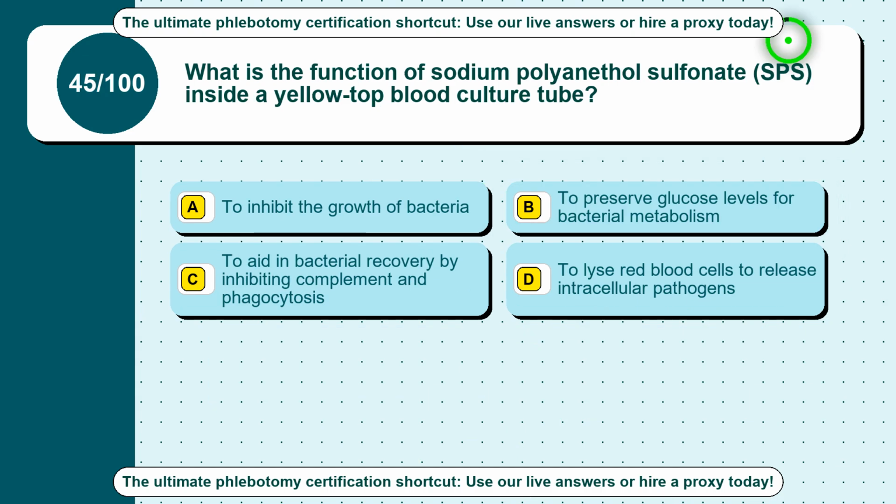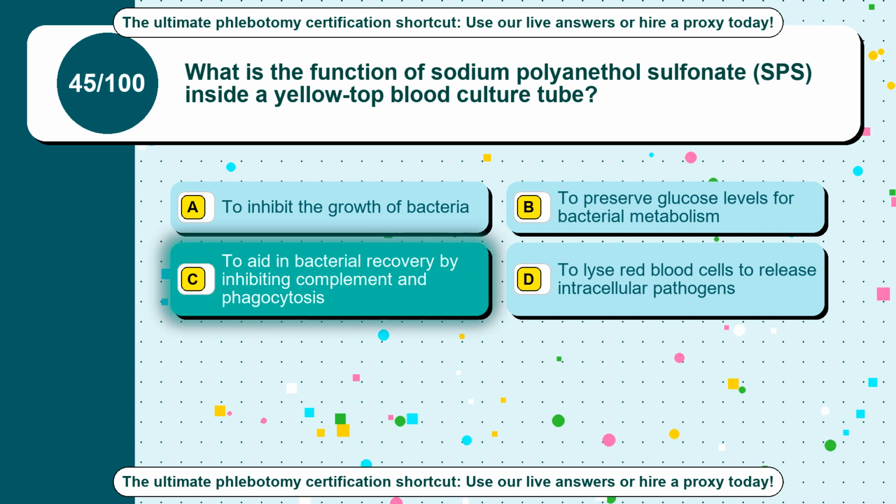Question 45. What is the function of sodium polyanethol sulfonate, SPS, inside a yellow top blood culture tube? Option A. To inhibit the growth of bacteria. Option B. To preserve glucose levels for bacterial metabolism. Option C. To aid in bacterial recovery by inhibiting complement and phagocytosis. Option D. To lyse red blood cells to release intracellular pathogens. The correct answer is option C, to aid in bacterial recovery by inhibiting complement and phagocytosis.